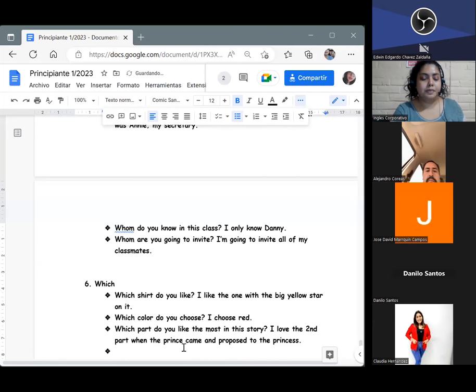Next one. Which is the longest river in the world? ¿Cuál es el río más largo del mundo? Which is the longest river in the world? ¿Cuál es el río más largo? And it says, that's the Nile, es el Nilo. Es el río Nilo.